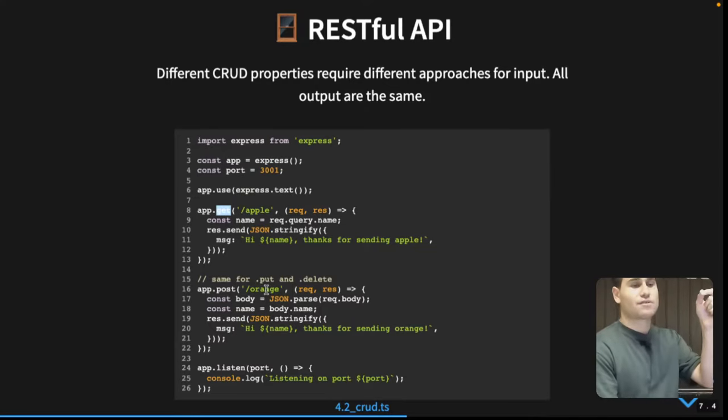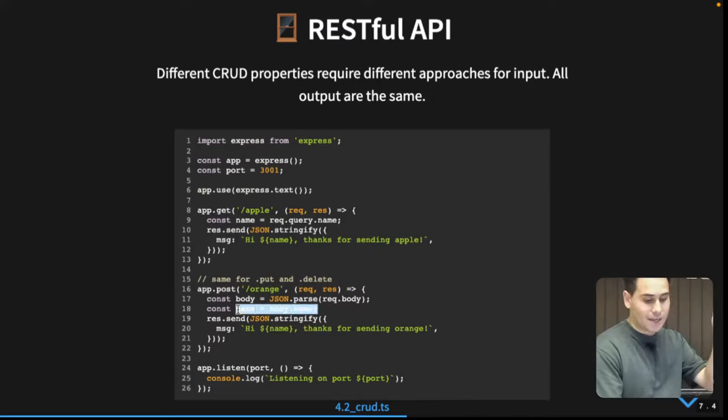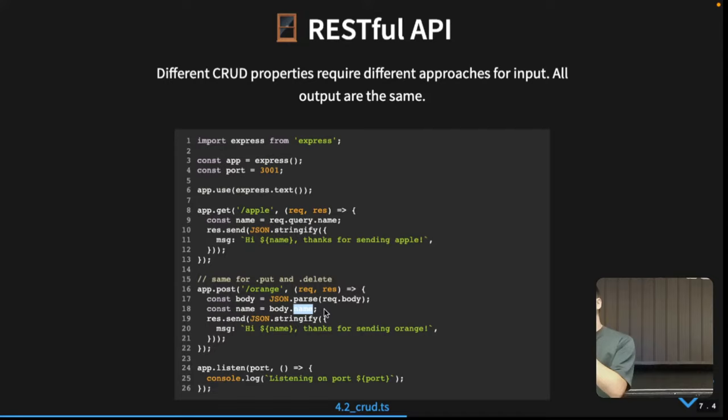If I'm posting information to the orange route, you can see here what I'm getting back out of it is this thing called name, basically. I'm getting the name of the orange. How does the program that posted this know to call it name? What if it called it orange name? What would this program do? It would not find it. So how do we know?